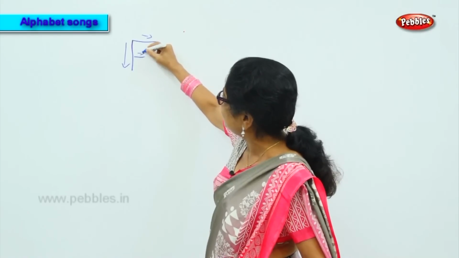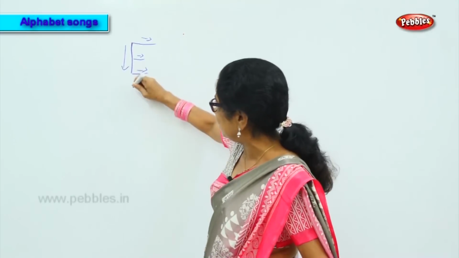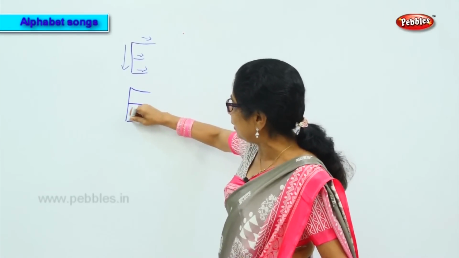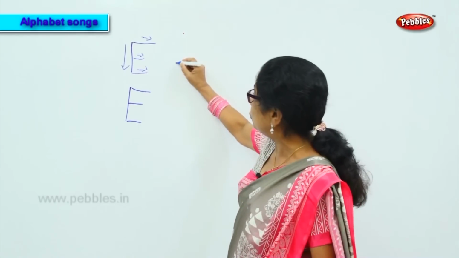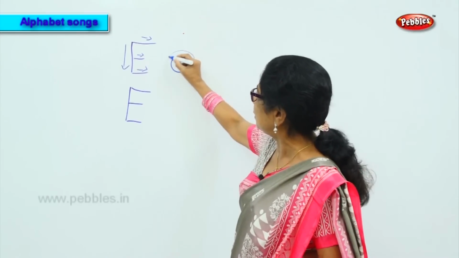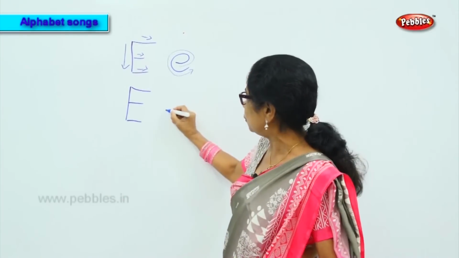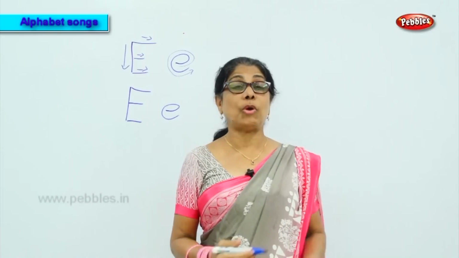Another line. And another line. That is the big letter. Down. Then the top. Middle. And this. Letter E. And the small letter goes like this. Write down in one single stroke without taking your hand off. So you have E. Big letter, small letter.